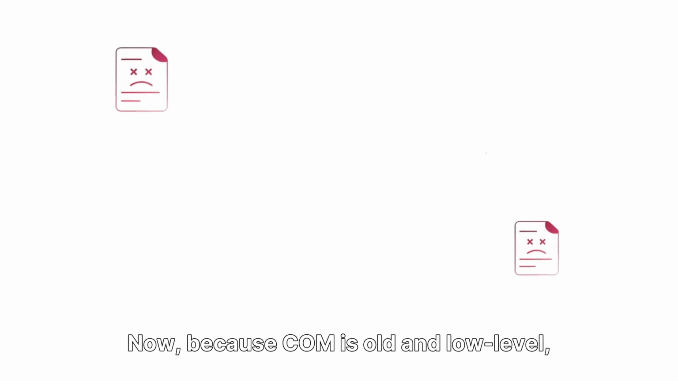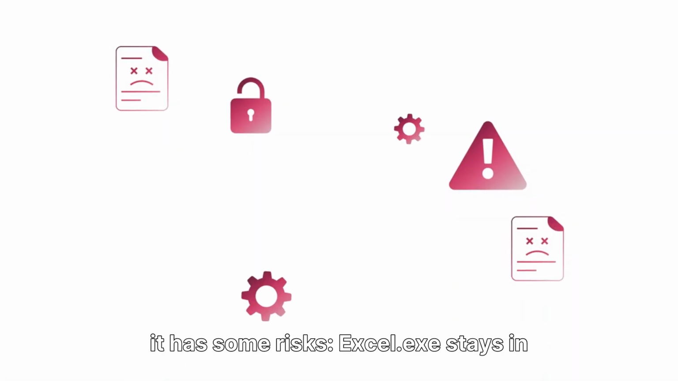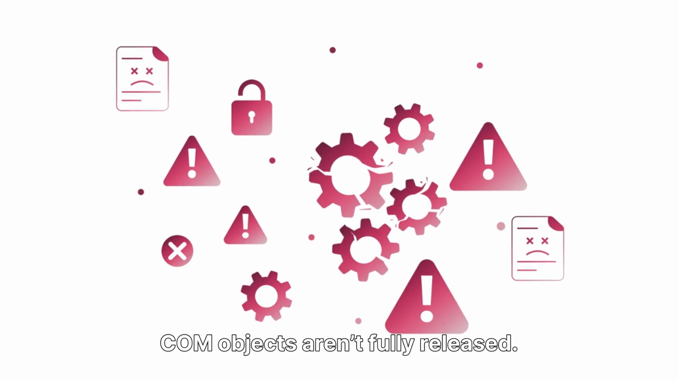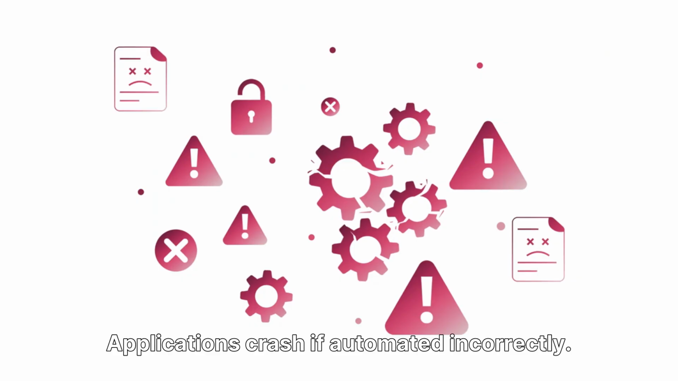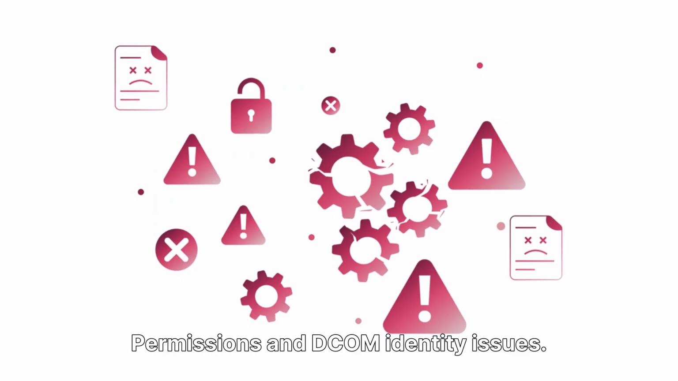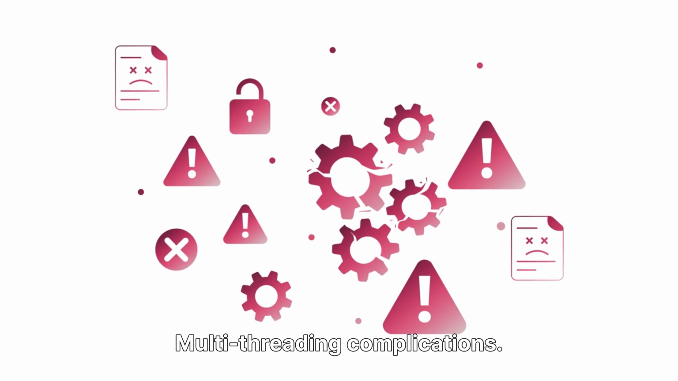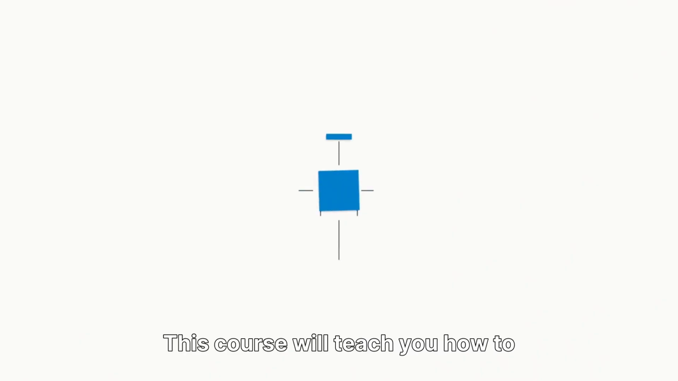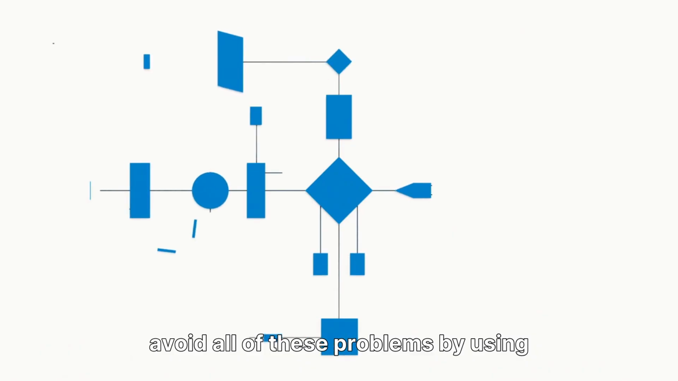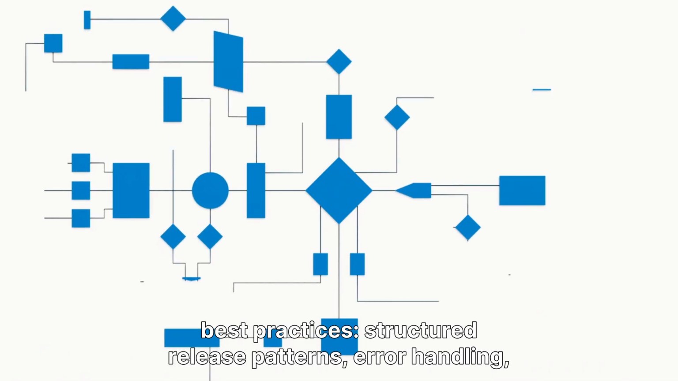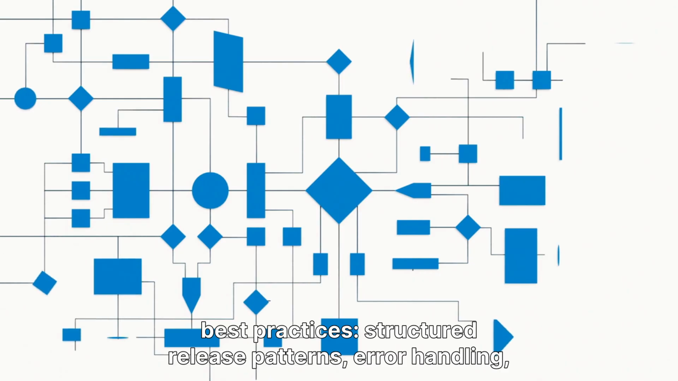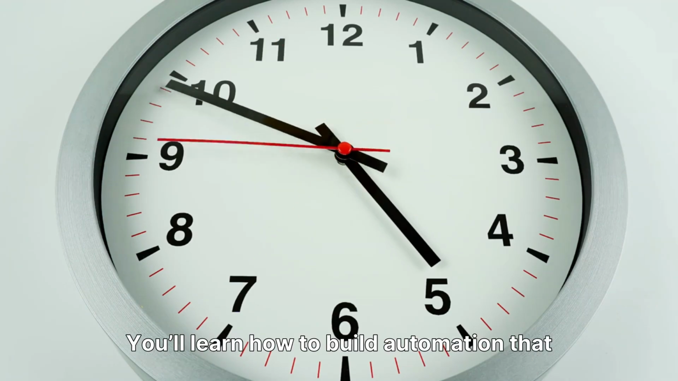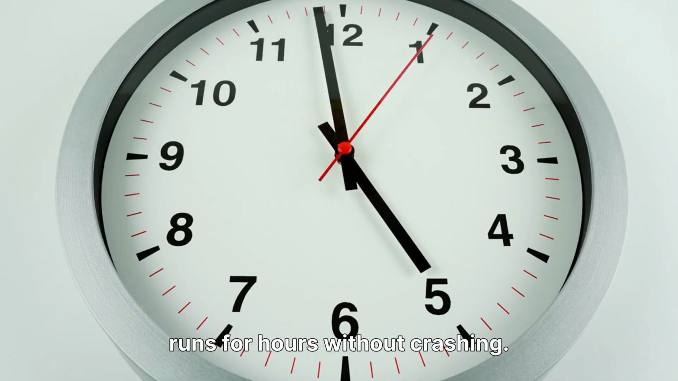Now, because COM is old and low-level, it has some risks. Excel.exe stays in memory. COM objects aren't fully released. Applications crash if automated incorrectly. Permissions and DCOM identity issues. Multi-threading complications. COM exceptions with cryptic error codes. This course will teach you how to avoid all of these problems by using best practices, structured release patterns, error handling, single-threaded execution, monitoring, and cleanup. You'll learn how to build automation that runs for hours without crashing.